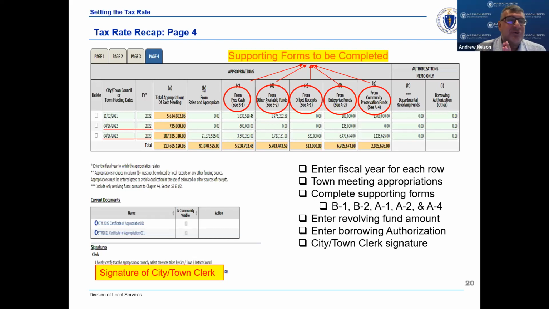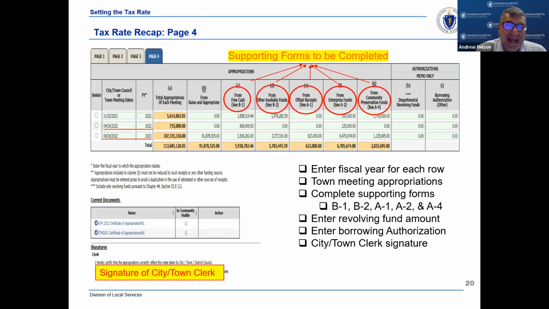So now we're into the actual recap itself. The recap is a 4-page document. This is page 4 of the recap. We're going to start at the back and work our way forward. The recap is set up so that, well, the easiest way, page 4 is all of the appropriations. This is everything you've appropriated at your city council or town meeting that was set up by the community.